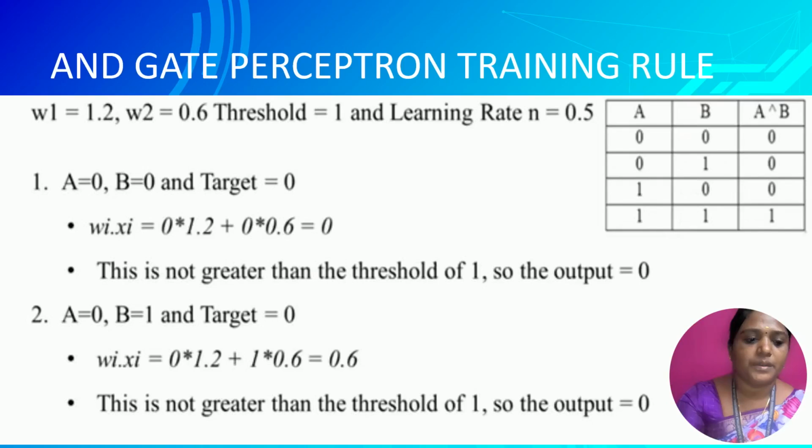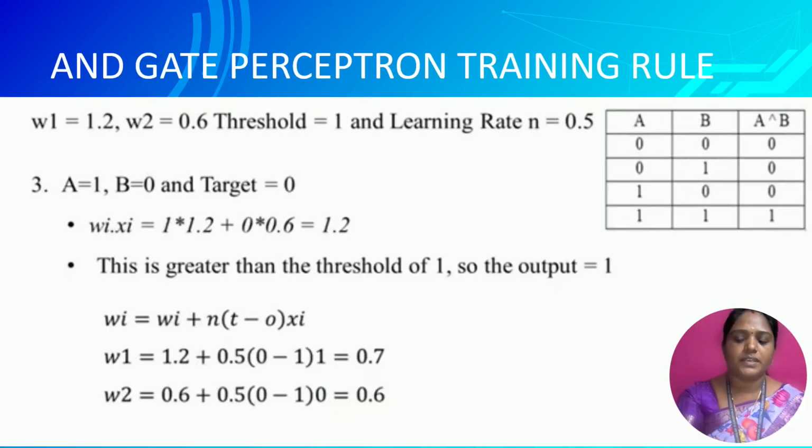Again you need to apply the formula Wi into Xi. The input value 0 is multiplied with the weight value 1.2, plus the other input value 1 multiplied with the weight value 0.6. It will produce the output value 0.6. It's not greater than the threshold of 1, so the output is 0. Here the targeted and actual output values are the same, so there is no need to adjust the weight.